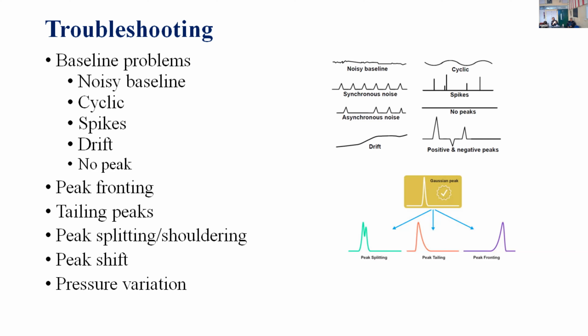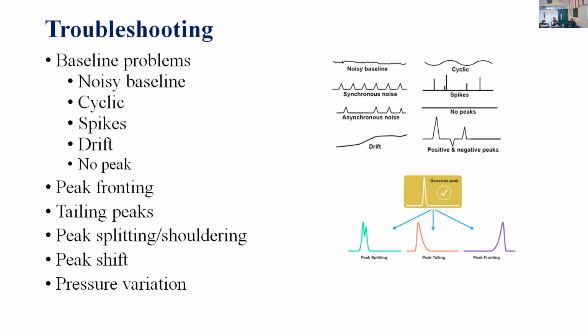There are other problems like peak fronting. Peak fronting means the first part of the peak is broader than the second part of the peak, like here. It happens when we use a mobile phase in which the analyte is not properly dissolved. To resolve this issue, we can decrease the injection volume, or we can decrease the concentration of our sample.